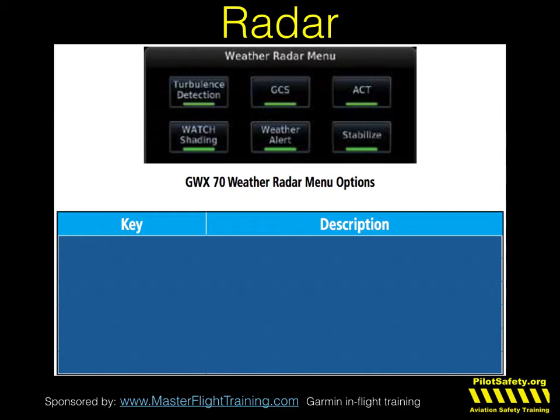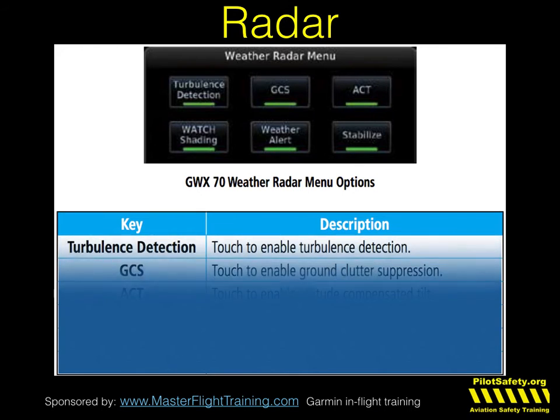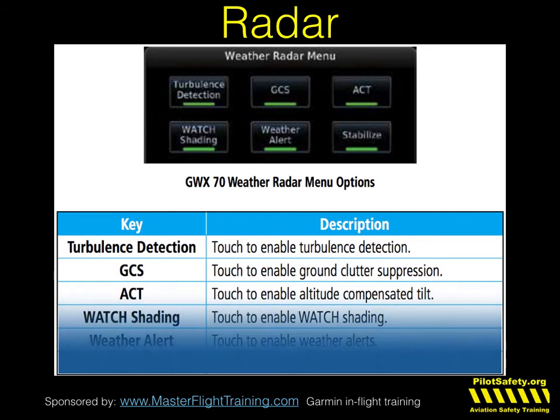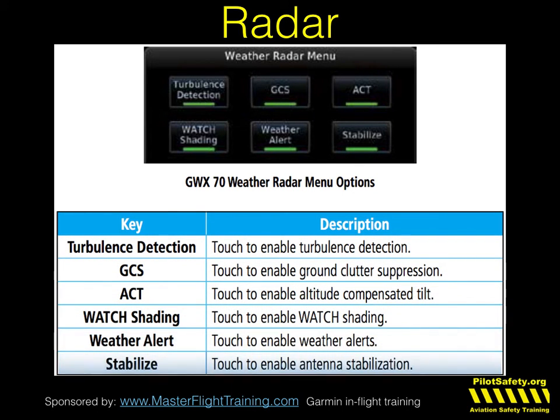So there's some different keys on radar if you're not familiar with radar. Turbulence detection turns turbulence detection on and off. GCS is ground clutter suppression. It helps distinguish weather from terrain and ground clutter stuff like buildings and towers. The problem is if you turn that on, now you're not seeing that.